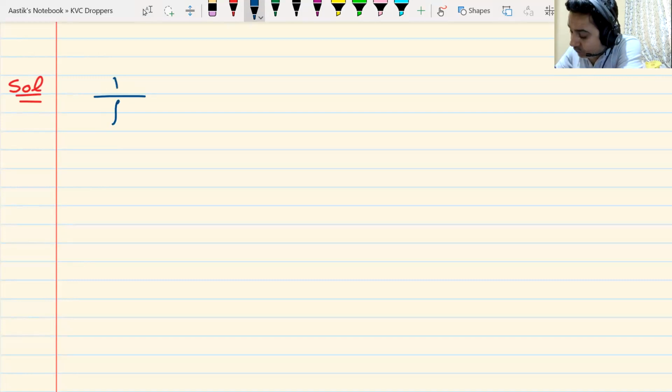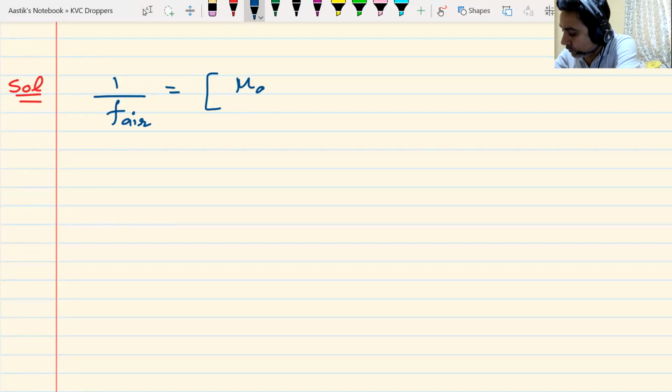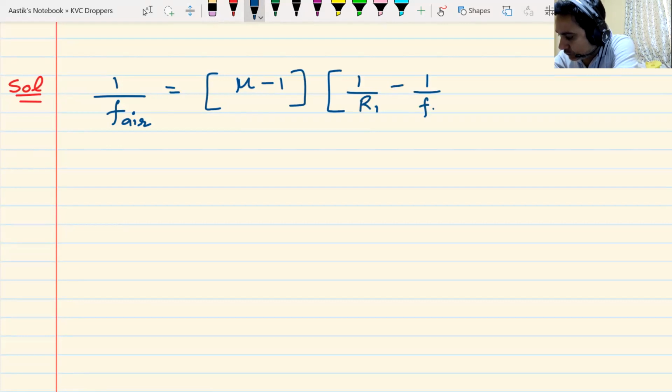Now, if I write the formula of focal length, let me write it as air. 1 by focal length in air is mu in air, or I simply write it as mu so that you don't confuse it, mu minus 1 into 1 by R1 minus 1 by R2. I don't think you have any problems with this formula. This is the formula that you use. Yes or no?